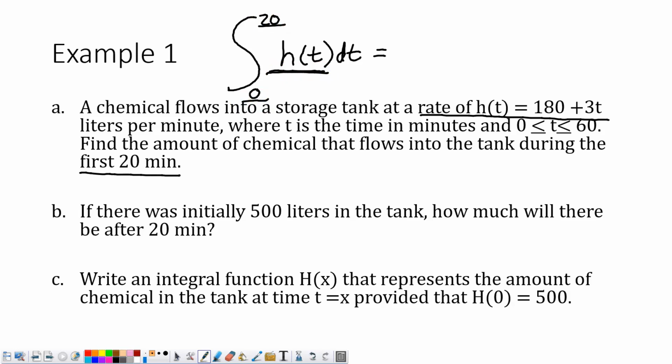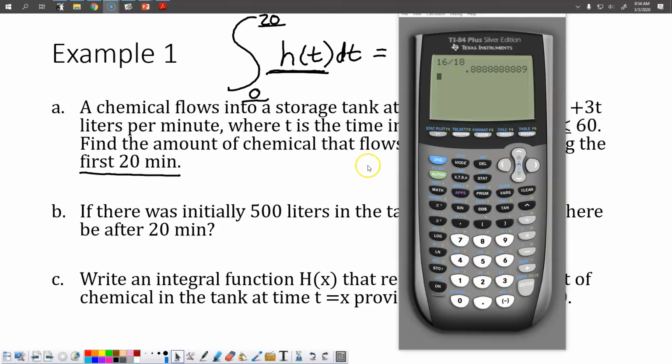Now we're going to be doing most of our integrals in this chapter on the graphing calculator. So I'm going to pause my video and let you come and grab a graphing calculator. Okay, go ahead and clear your calculator out. Push y equals. We're going to type in the function they gave us. It was 180 plus 3t. We're going to use x instead of t because that's what the calculator uses. So push y equals and type in your function, 180 plus 3x, or t in this case. Okay, let's go back to the home screen. Push second and quit.